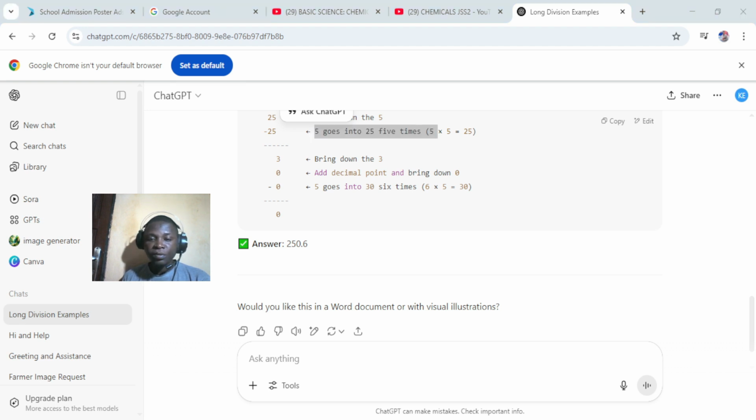So even if you're not very certain of what you're doing, you can use this to generate a lesson note like we said. It's very simple and time saving.